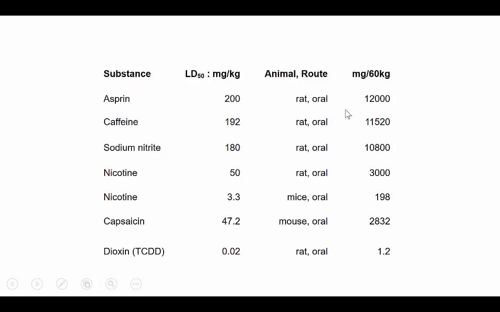Aspirin is also, if you take 12 gram at one dose, then potentially it can kill half of us. So many of those known biologically active molecules have significantly low LD50 and potentially can kill us. Now let's say your experiment is measuring nicotine's LD50 between two different animals, let's say rat and mouse.